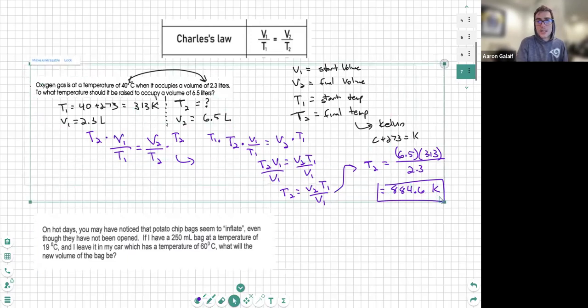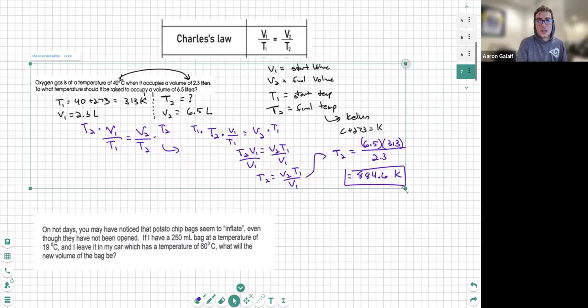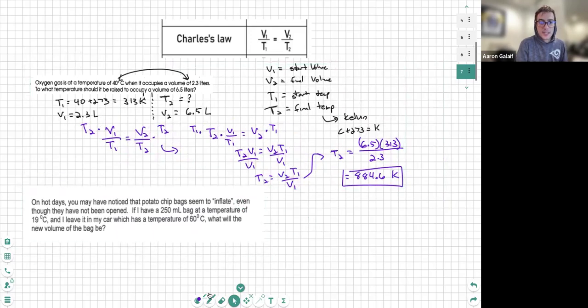So let's do one more example to solidify Charles' law. So the next example we see, on a hot day, you may have noticed that potato bag chips seem to inflate, even though they have not been opened. If I have 250, so V1, we can see immediately we're told a volume. V1 is equal to 250 milliliters. T1, at a temperature, so V1 is associated with 19 degrees, but remember, we have to convert that to Kelvin, and we will get 292 Kelvin.